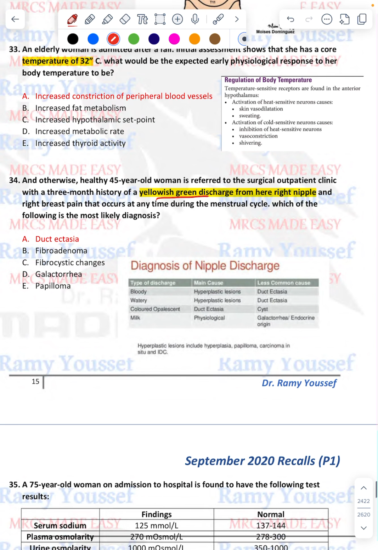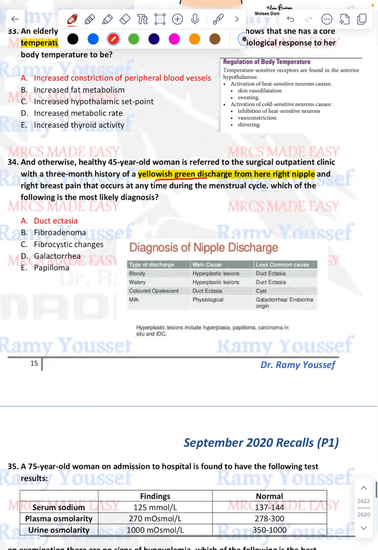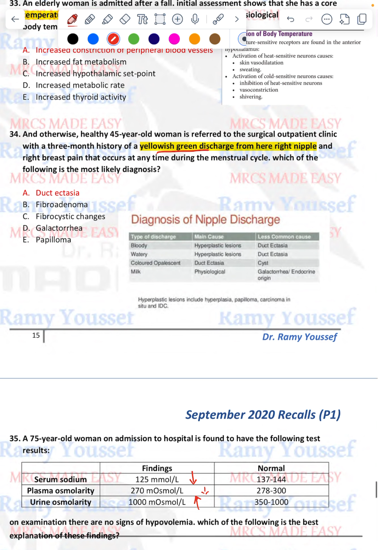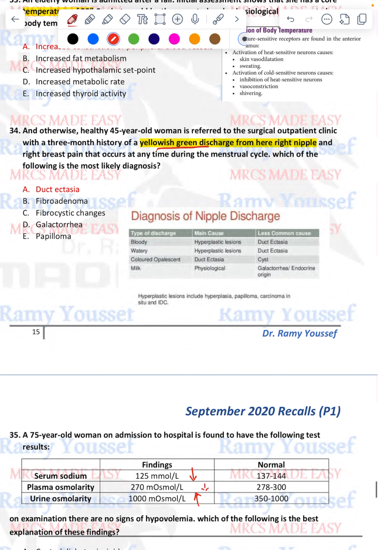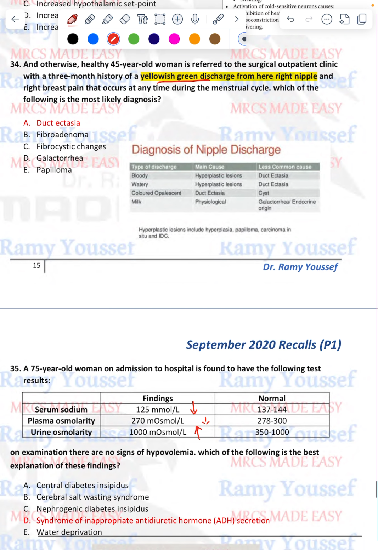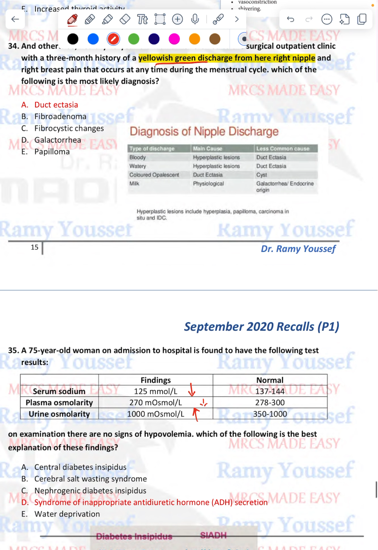A patient admitted to hospital has the following test results: sodium is low, plasma osmolality is low, and urine osmolality is high. This means antidiuretic hormone, ADH, is acting more. On examination there are no signs of hypovolemia. Which of the following is the best explanation? So ADH is high, so it is inappropriate antidiuretic hormone.